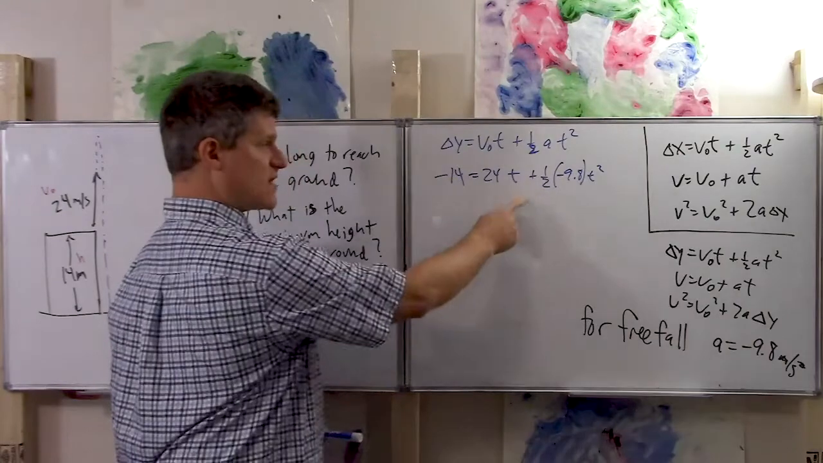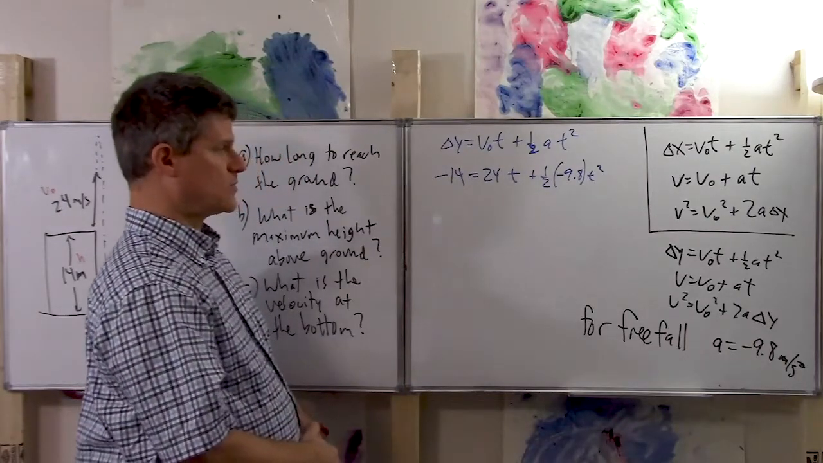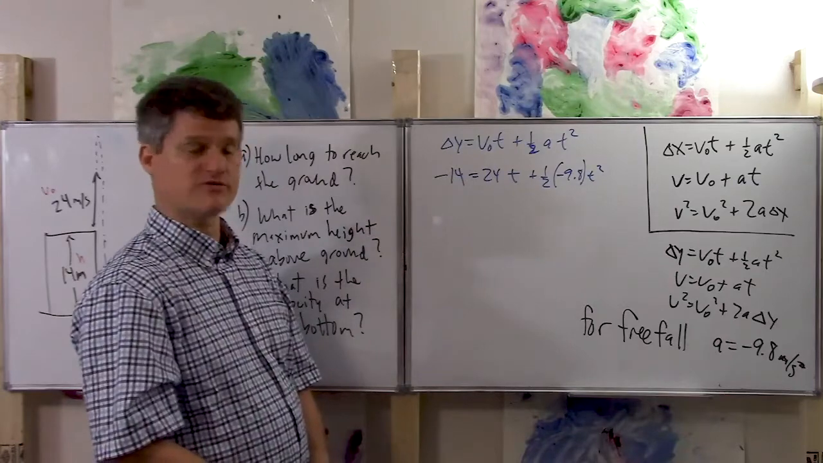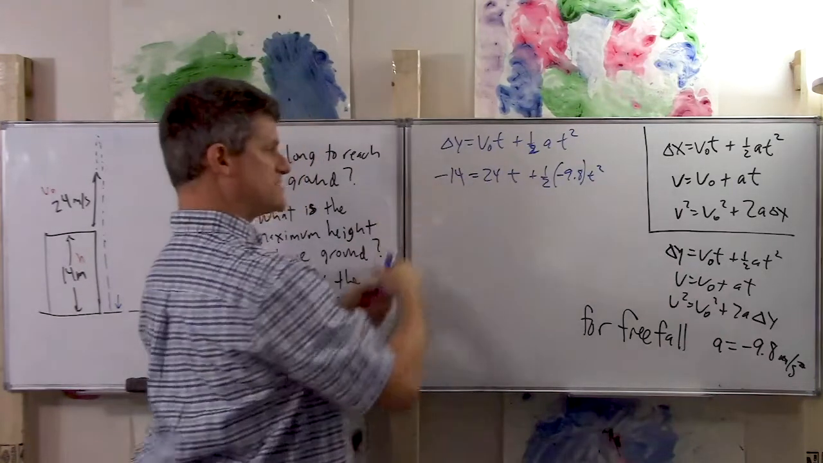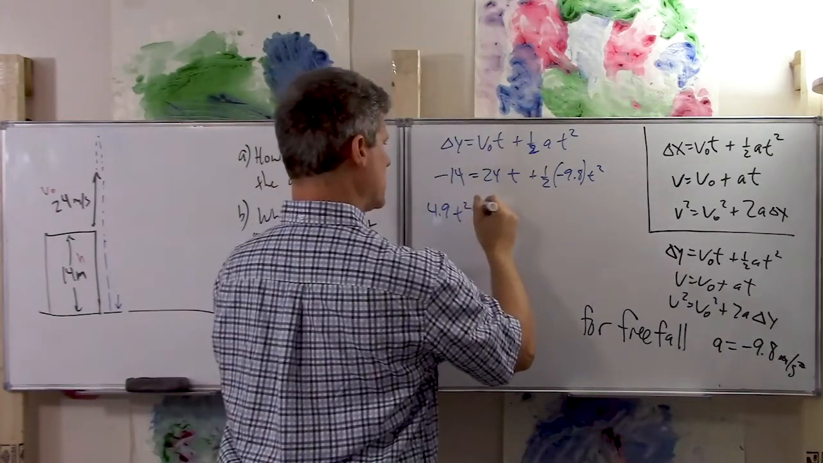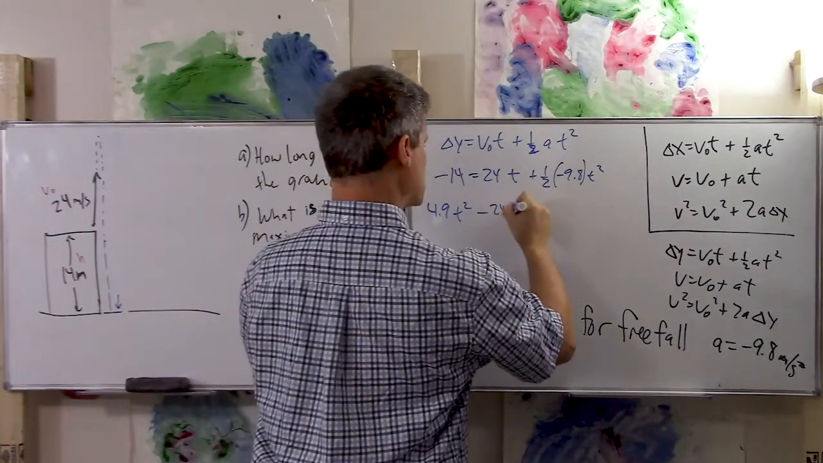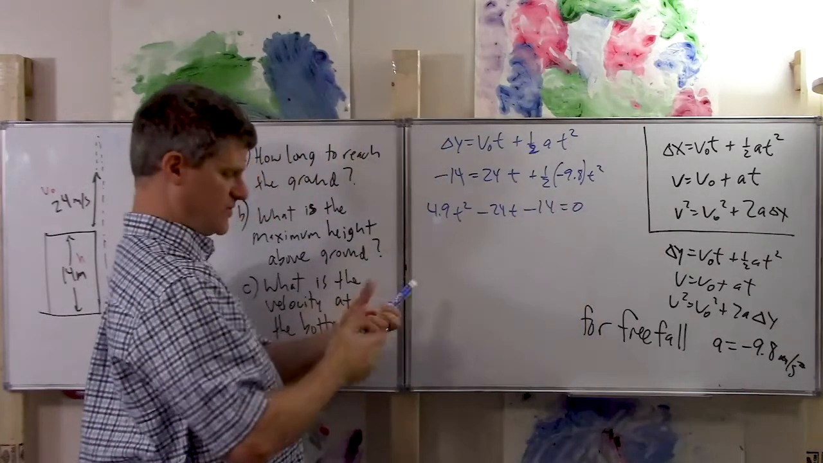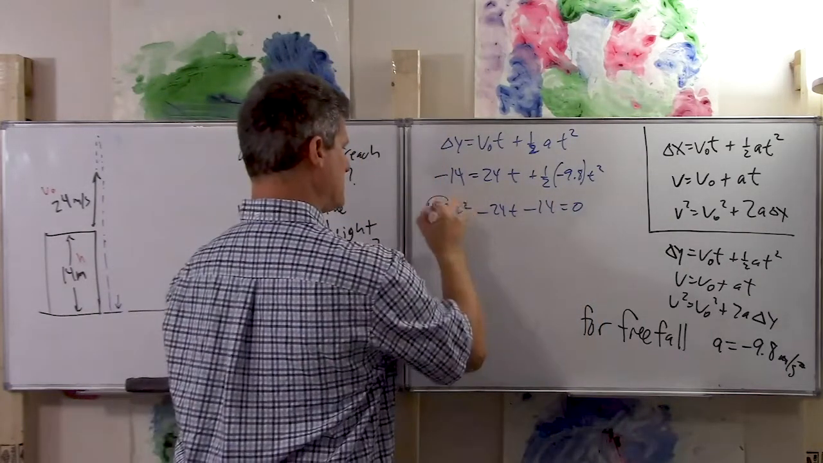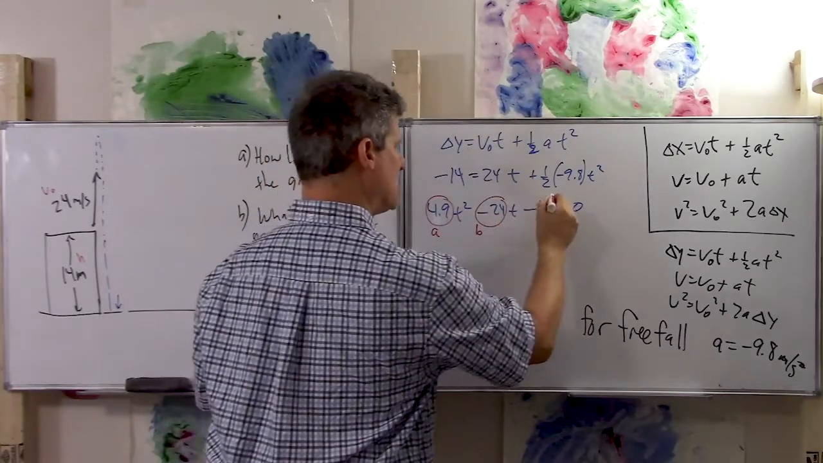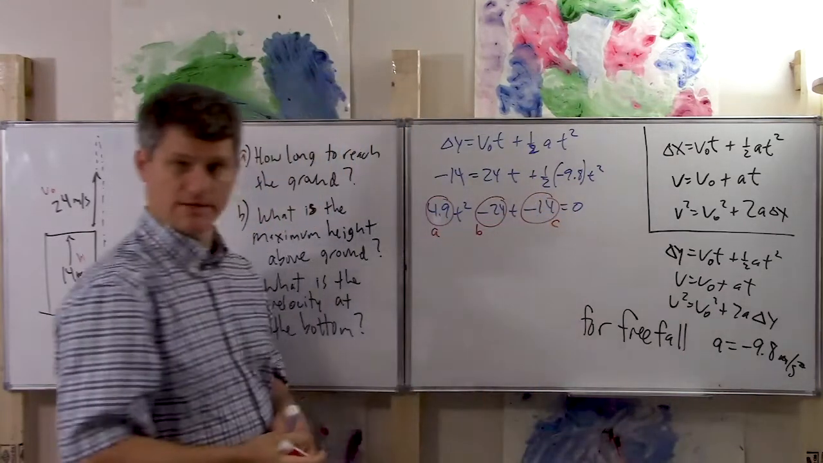All right, now to solve this is a quadratic equation. So we have to put it in the correct form to solve it using the quadratic formula. So let's put everything to the left side. So this is going to be 4.9t squared minus 24t minus 14 equals 0. For the quadratic formula, this will be a, negative 24 will be b, and negative 14 will be c.